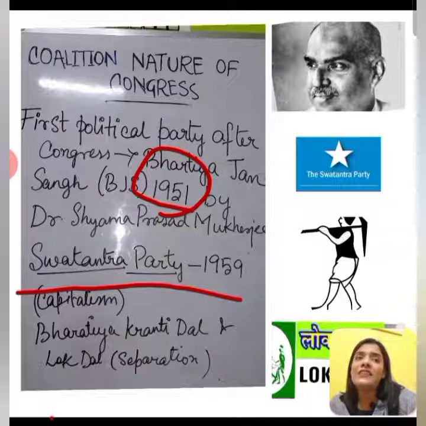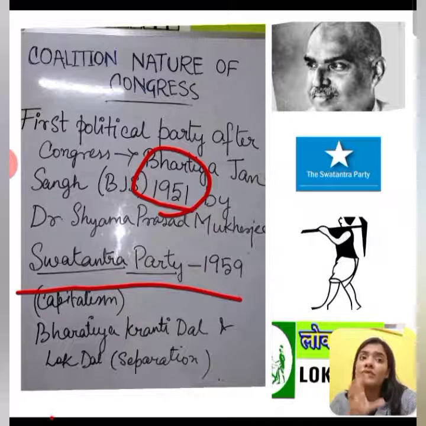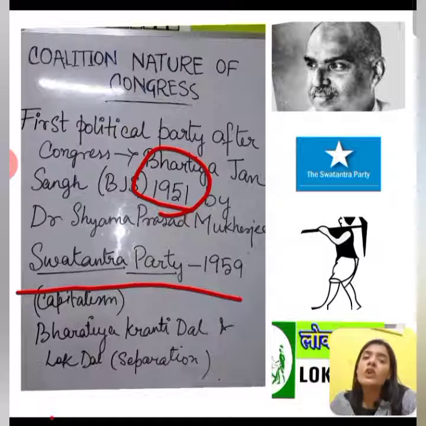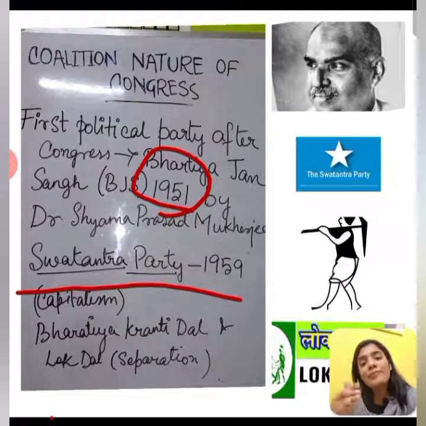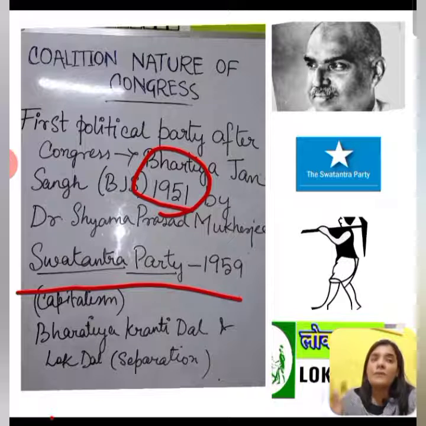A significant attribute of these parties was that at one point of time they were a part of the Congress itself. All these parties were formed by breaking away from the Congress.